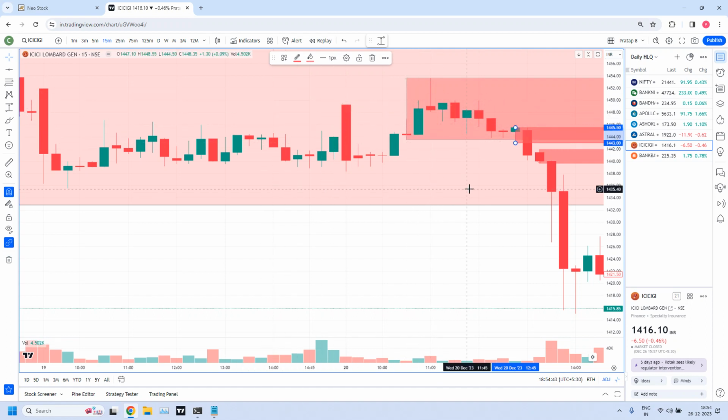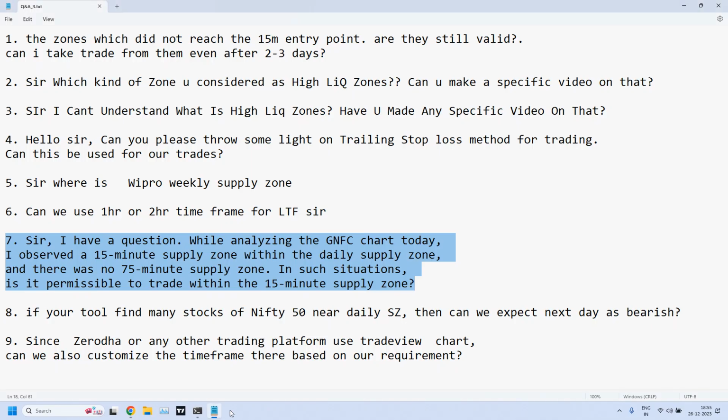This is one scenario. Now, second scenario, look into this. There is a second 15-minute zone. This is the first 15-minute zone, which is inside 75 minutes, which is inside daily. Look into the second 15-minute zone. This second 15-minute zone is not inside the 75-minute zone. This second 15-minute zone is directly inside the daily zone. So this 15-minute zone is directly in confluence with the daily zone, without any 75-minute zone. That is his question. Let me read his question again.